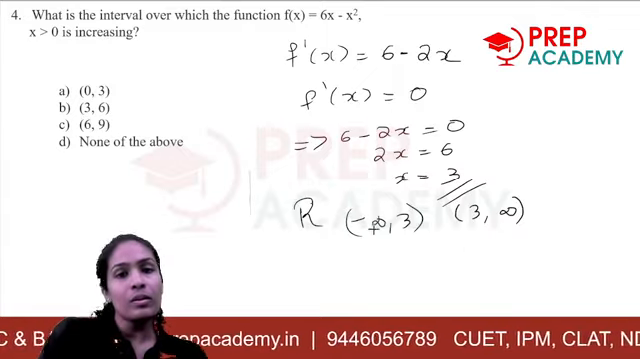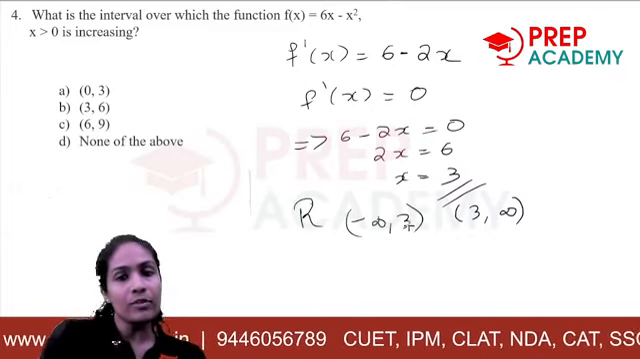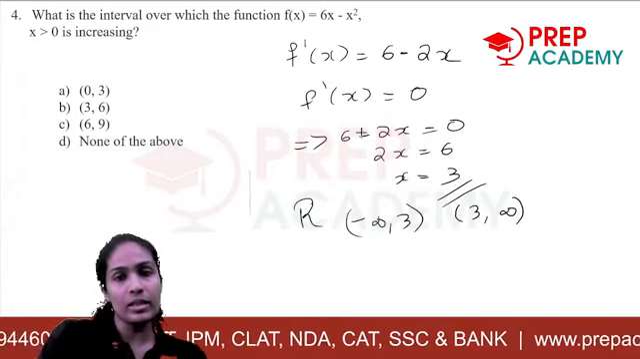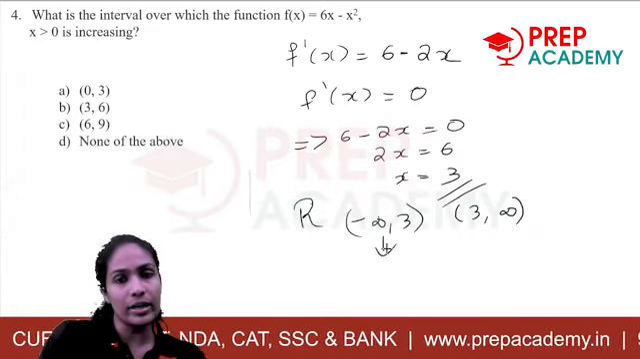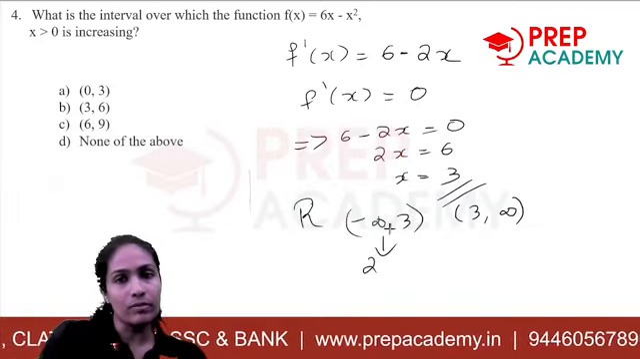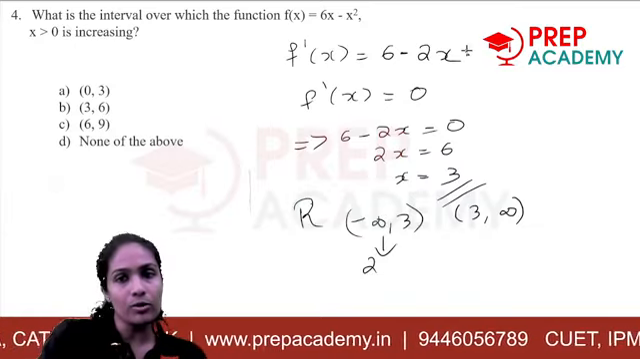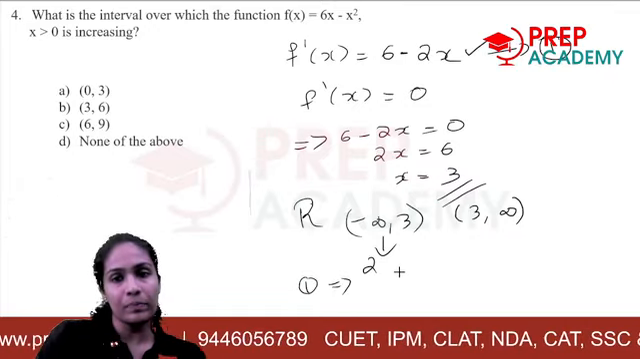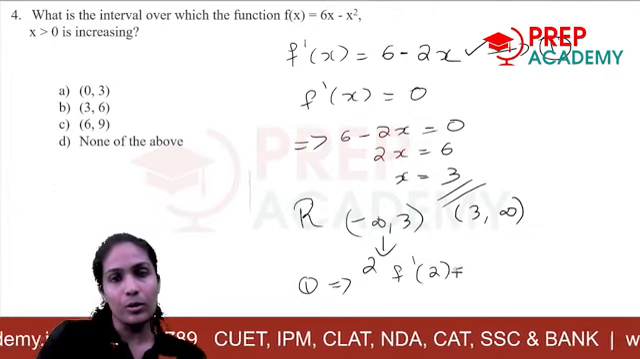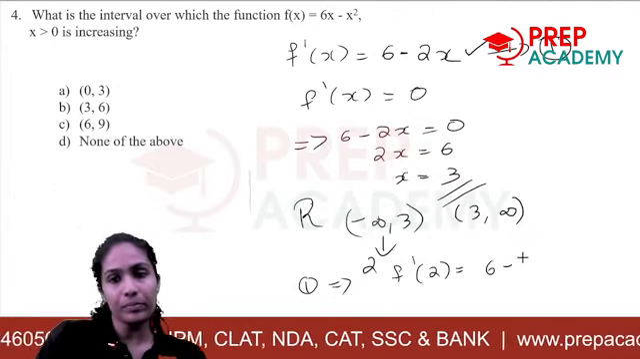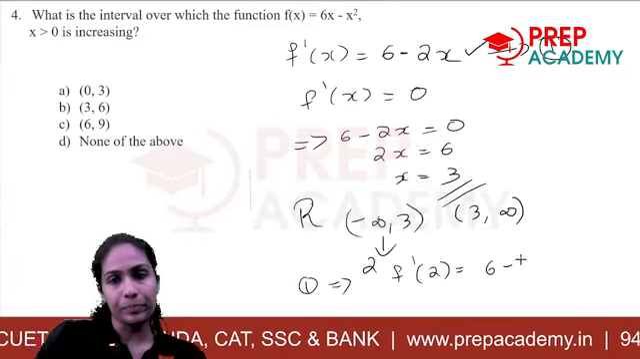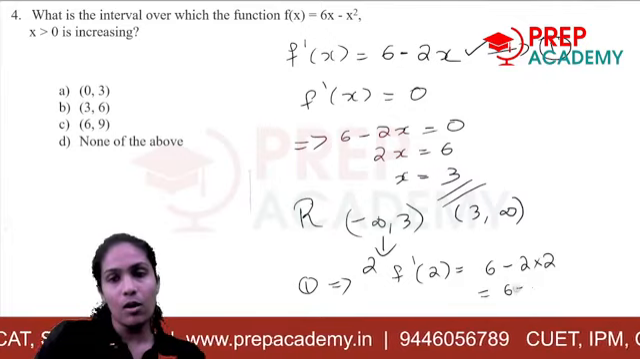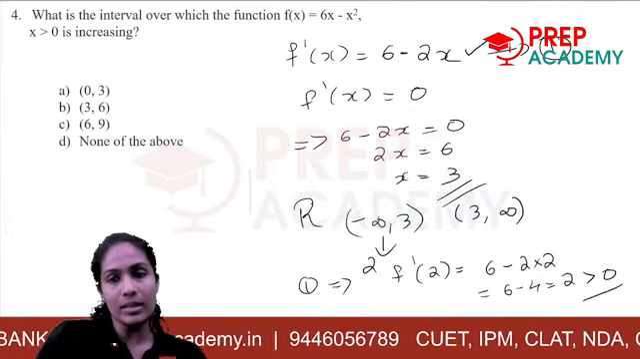In the interval minus infinity to 3, to check whether the function is increasing or decreasing, take a point from this interval. We can take 2. Substitute this 2 in f dash of x, that is, in equation 1. So f dash of 2 is equal to 6 minus 2 into 2, that is 6 minus 4, which is equal to 2, greater than 0.